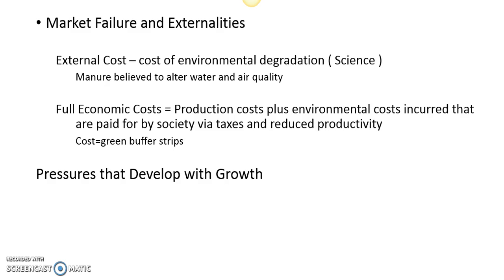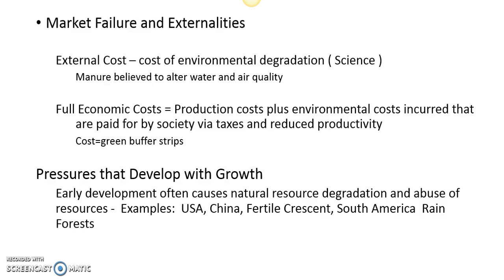Another limit of markets in curbing pollution is pressures that develop with growth. When we look at pictures from around the world, quite often we have early development going on in other countries and even the states in some places. It causes natural resource degradation and abuse. We've seen examples in our own construction industries within agriculture in the United States. Obviously in China, there have been a lot of aerial photos of that. Historically, we saw what happened in the Fertile Crescent and other countries around the world. Currently, we're seeing what's happened in the last 25 years in the rainforest. Those are things that come into play in development along the way.